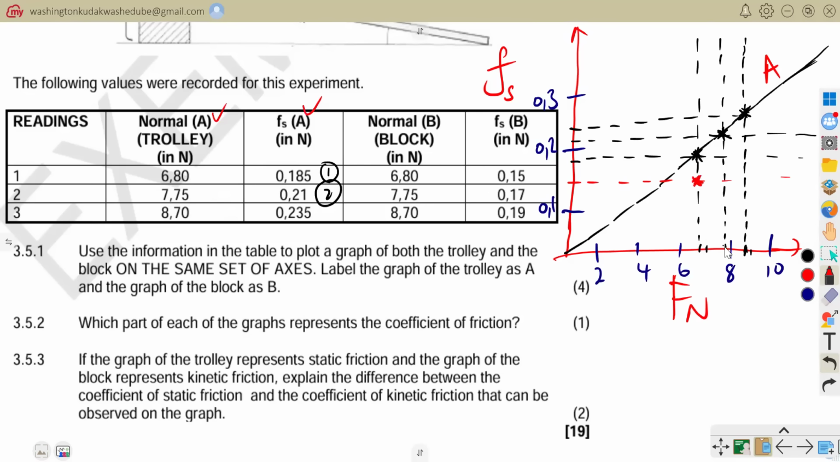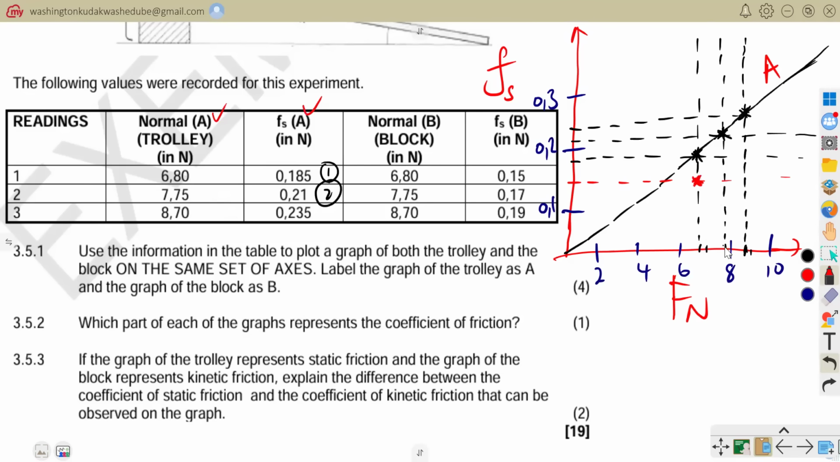And then I go to 0.19. 0.19 can be here, and 0.19 is against 8.8, like that. And then I would also need to plot this graph again, and that was also going to be a smooth straight line. So this graph would be for A, this graph would be for B. And then we can follow the next questions. So that is what they wanted you to do there.